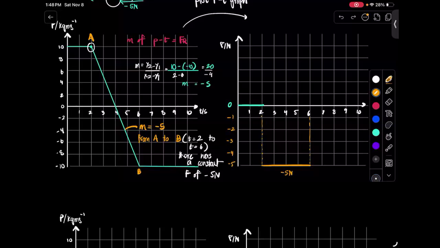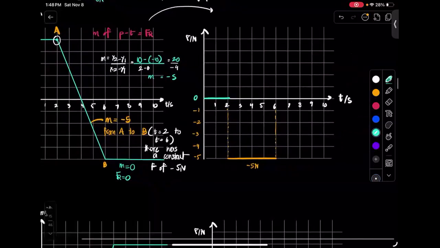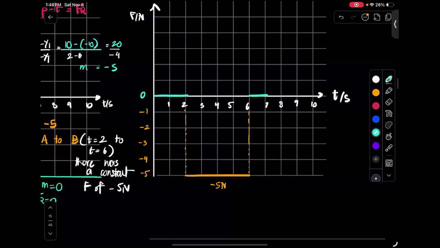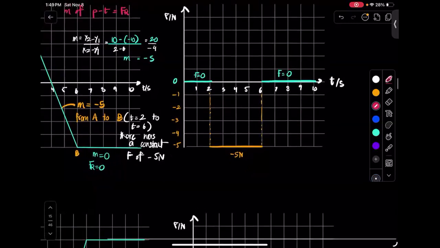Then what happened after B? Was there any force after B, from 6 seconds to 10 seconds? There was no force. Why? Because the slope is 0, which means the resultant force is 0. So again, from 6 seconds to 10 seconds, force is equal to 0. And that's how you plot it. And by the way, one other thing, you can also confirm. I'll confirm it for you.